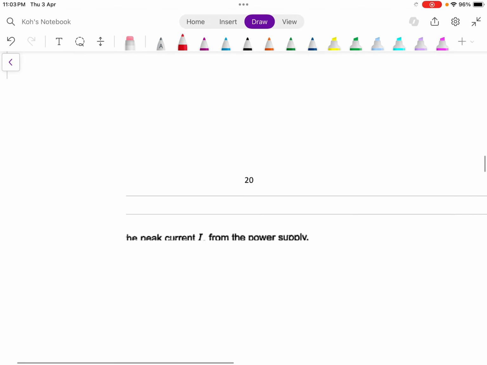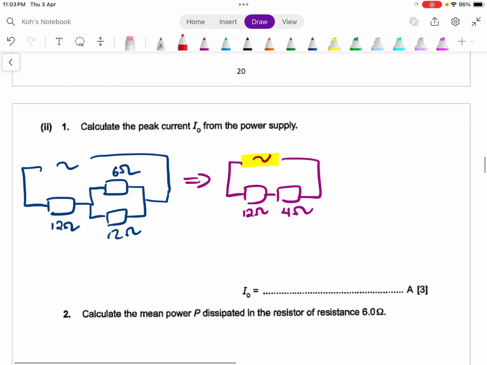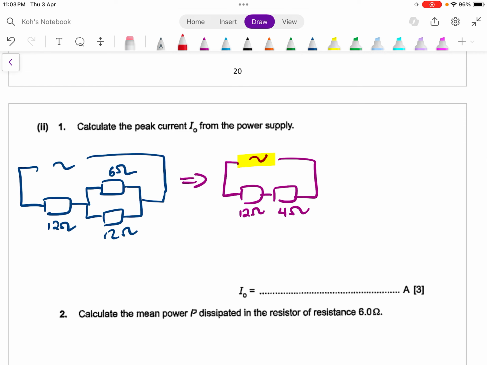Okay, let's move on to the next part. So part 2, we are asked to calculate the peak current from the power supply. So we know that my VRMS, meaning my so-called EMF, is about 6.36 volts. If you do the calculation for the total resistance for the parallel part, it's just 4 ohms, using 1 over R equal to 1 over R1 plus 1 over R2. Of course, eventually you need to flip it, so you should be able to get about 4 ohms.